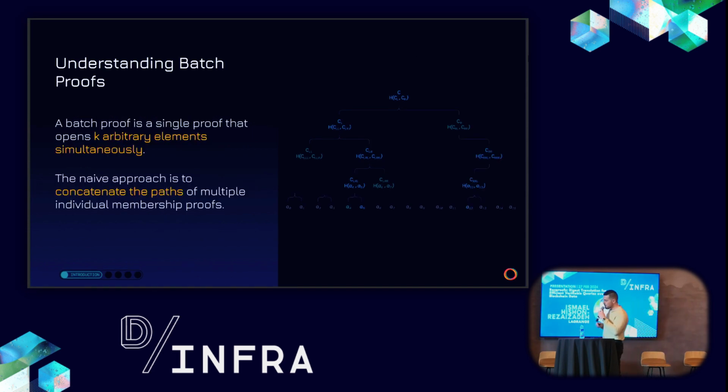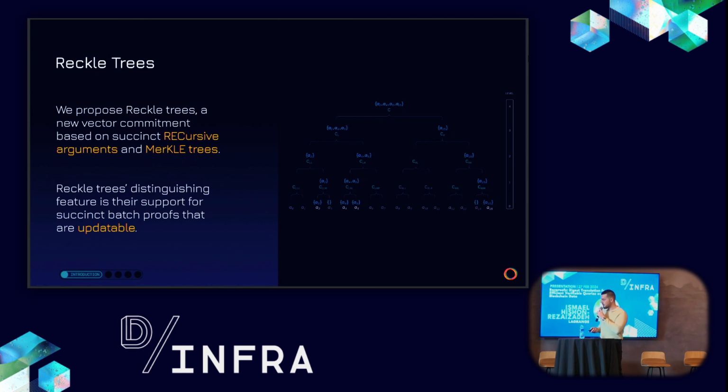Now, what is a batch proof? A batch proof is a single proof that opens k arbitrary elements within a vector commitment simultaneously. We can think of a naive batch proof in a Merkle tree as a proof that concatenates the paths of individual membership proofs, such that you can compute across some set of elements their inclusion within the original digest D.